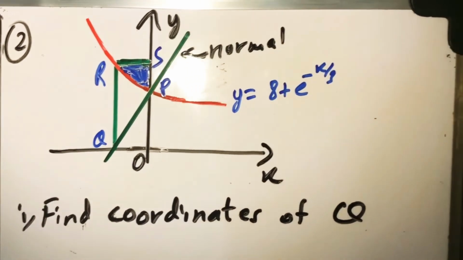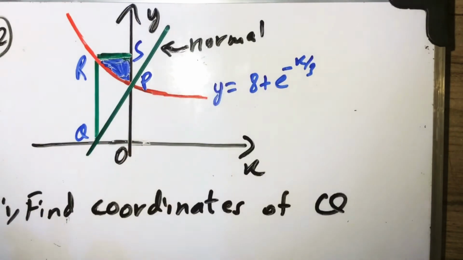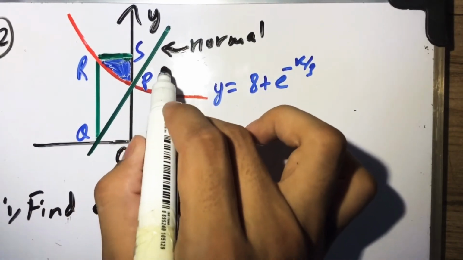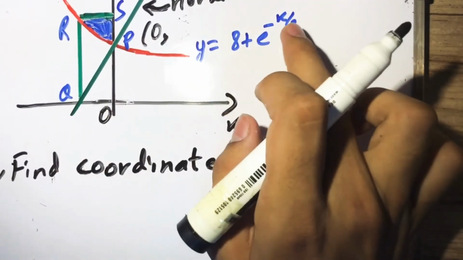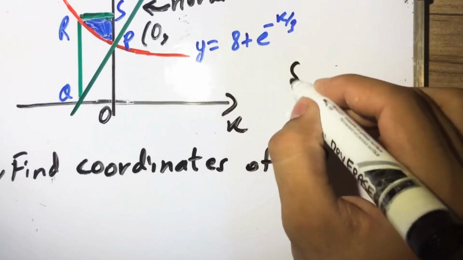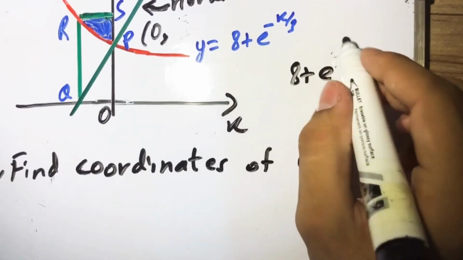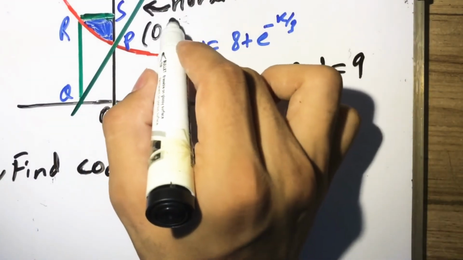Now in this question we have the curve y equals 8 plus e to the power minus x upon 3 in red, and the normal to that curve at the point P is in green. Now that normal cuts the x-axis at Q, so we have to find the coordinates of Q. First we'll have to find the coordinates of P. At P, x is 0, and for y we'll substitute 0 over here, so 8 plus e to the power minus 0 upon 3, this power becomes 0, e to the power 0 is 1, this equals 9, so the coordinates are 0, 9.